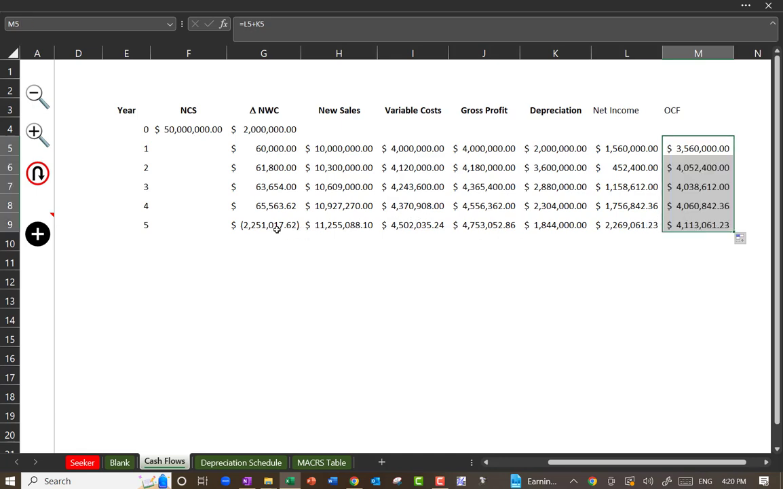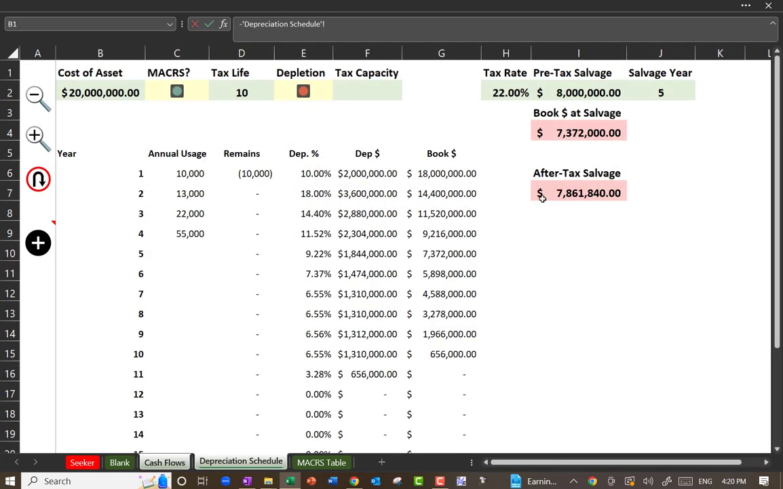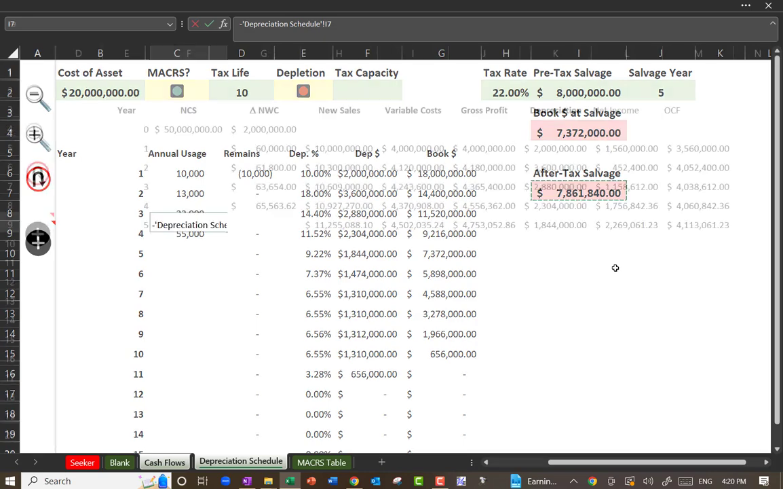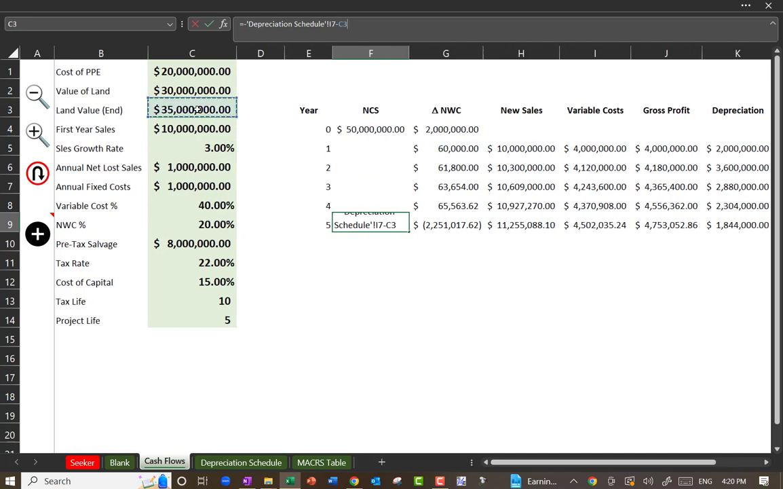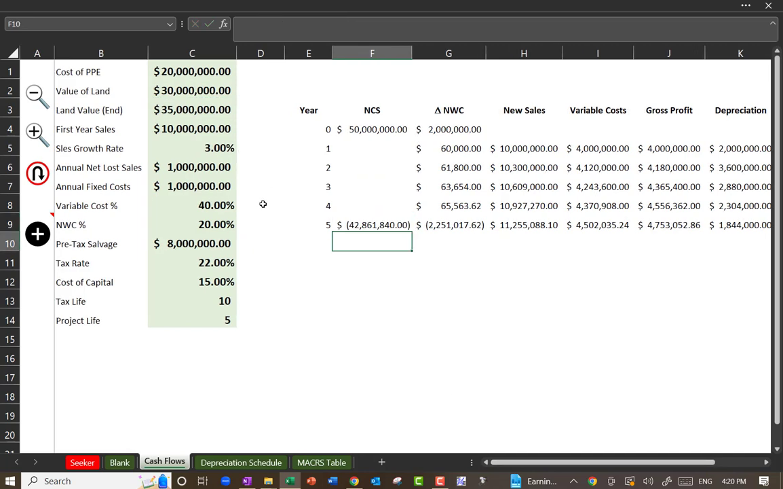And, read it. Oh, that's net working capital. For the net capital spending, well, I'm gonna have minus the after-tax salvage, okay? Copy. But I also have to return back to the firm the land, right? The estimated value at the end of the project.